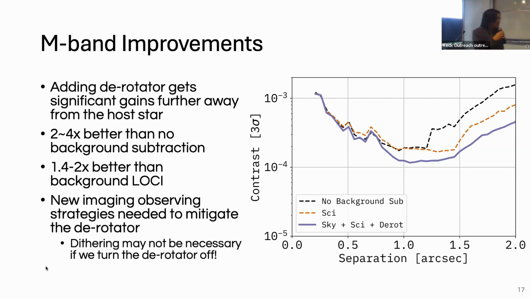But I think this highlights the need to try different observing strategies to mitigate the D-rotator itself. My latest idea is to try and not dither at all, actually, and just turn the D-rotator off, which comes with its own slew of issues because then your PSF will be rotating in the frame and it gets a little confusing, but that might have to be worked out later.